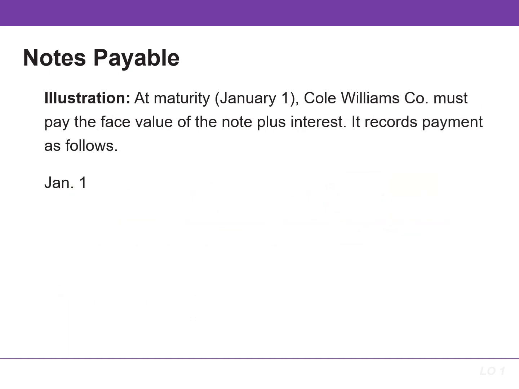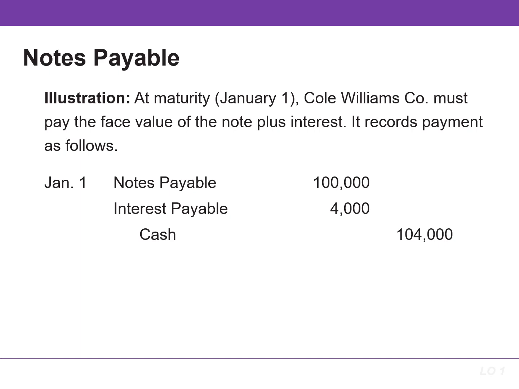At maturity, the company must pay the face value of the note as well as interest. It records the payment of the note as follows. We would debit notes payable for $100,000. We would also debit interest payable for $4,000 and credit cash for $104,000.